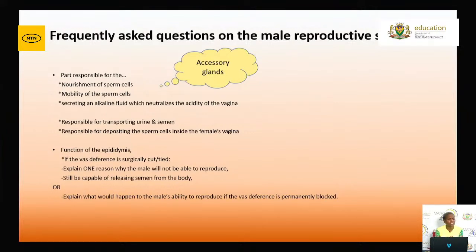And then again, the issue of the epididymis. You also have to remember the functions of the epididymis and the vas deferens. What will happen if the vas deferens is surgically cut or tied? Explain one reason why the male will not be able to reproduce if the vas deferens has been tied. Or explain why the man will still be capable of releasing semen, but without the sperms. And explain what will happen to the male's ability to reproduce if the vas deferens is permanently blocked. So those are the most frequently asked questions.